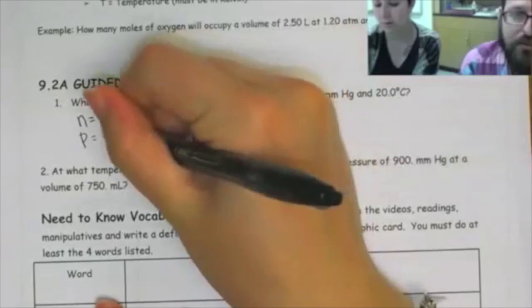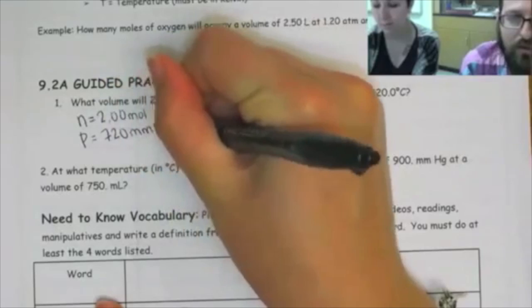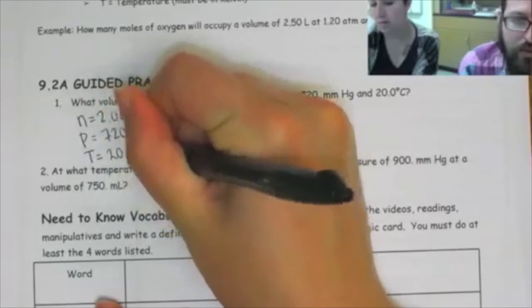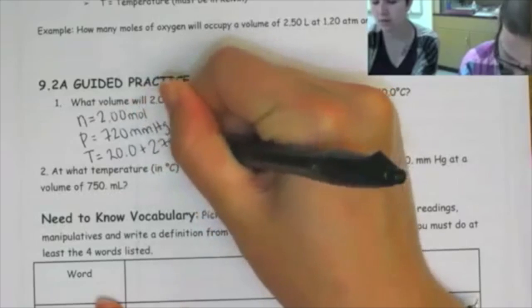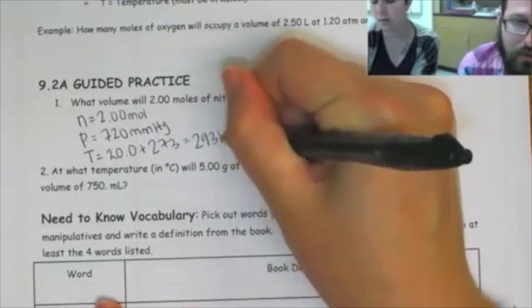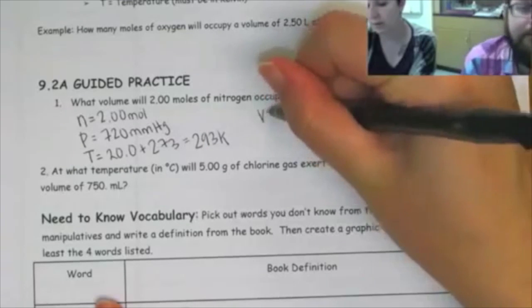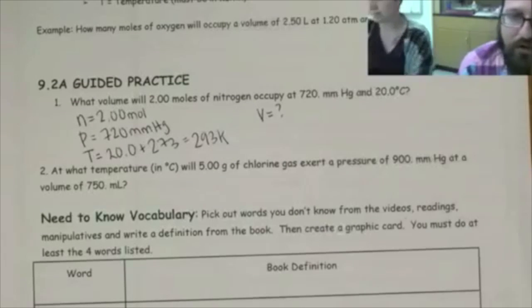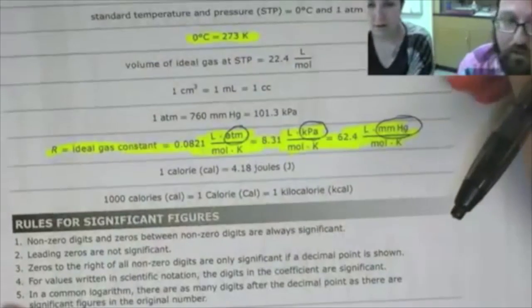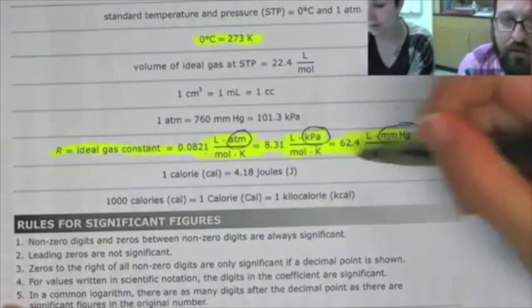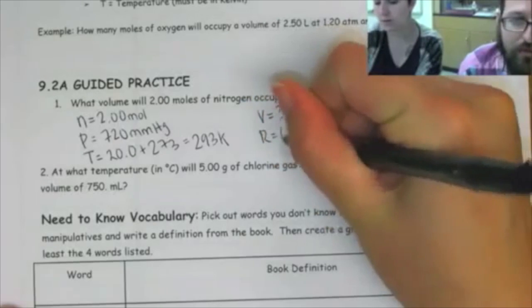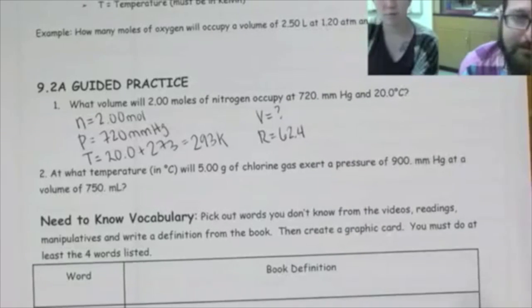And we've got 720 millimeters of mercury, so that's pressure. We've got 20 degrees Celsius, so that's a temperature, but we want that to be in Kelvin. So plus 273 makes that 293 Kelvin. And we want to know what our volume is going to be. And what R are we going to use? There's a millimeters of mercury R. We look at our formula sheet. We're in millimeters of mercury, so that means we're going to use 62.4 as our R. Cool.